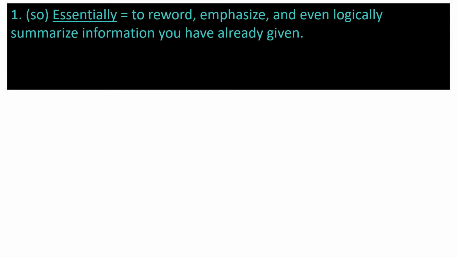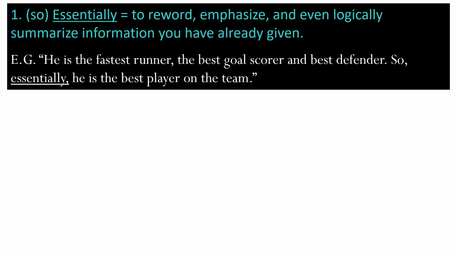Number 1, essentially. We use this discourse marker to reword, emphasize, and even logically summarize information that we've already given. Example, he is the fastest runner, the best goal scorer, and the best defender. So essentially, he is the best player on the team.